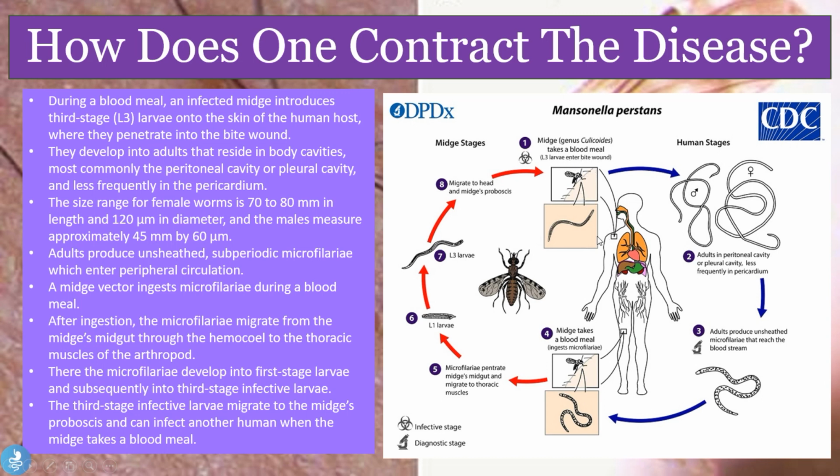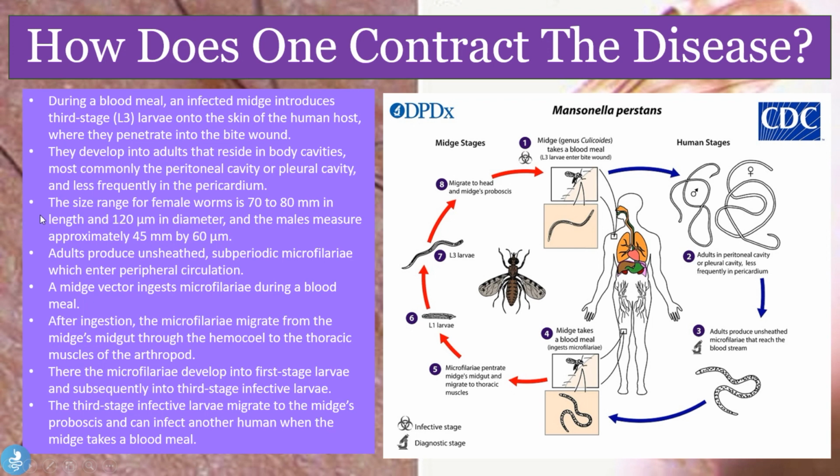the bite wound. These larvae then develop into adults that reside in the body cavities, mostly in the peritoneal cavity and pleural cavity, and less frequently in the pericardium. So we have the adults which now invade the peritoneal, pleural, and pericardial cavities.